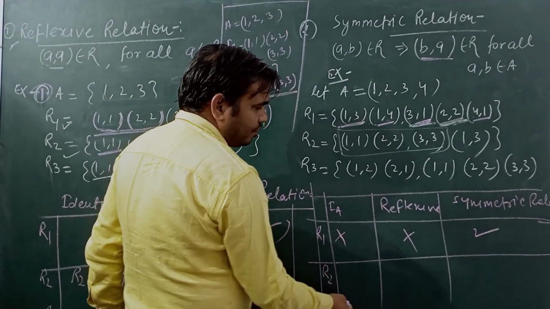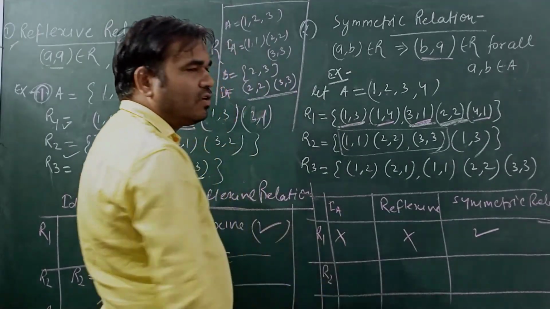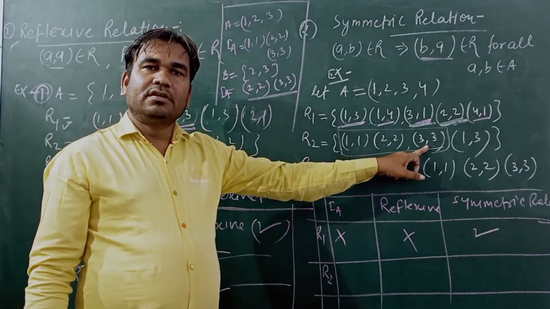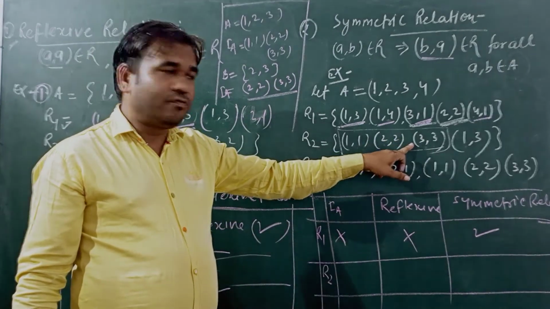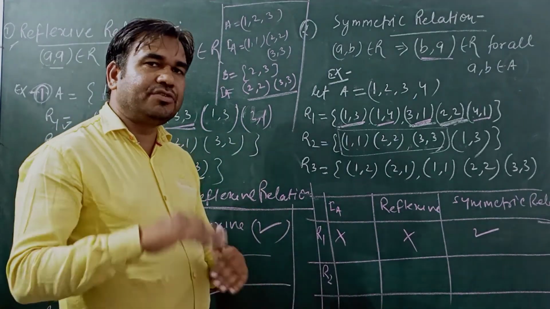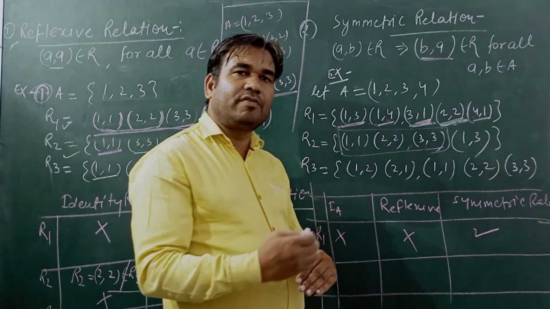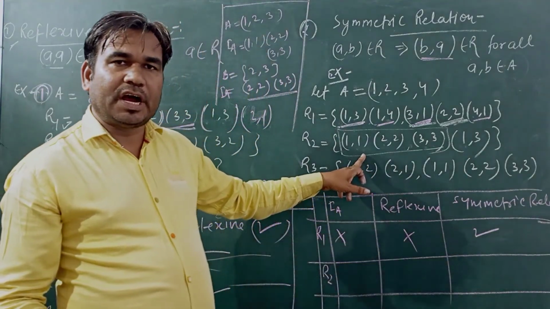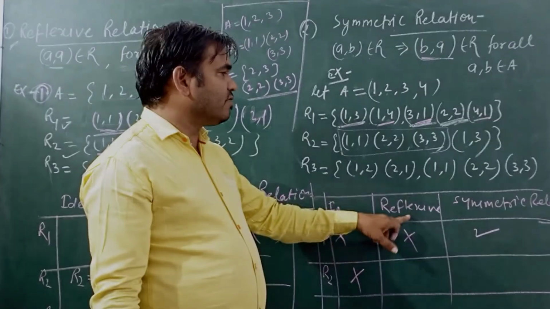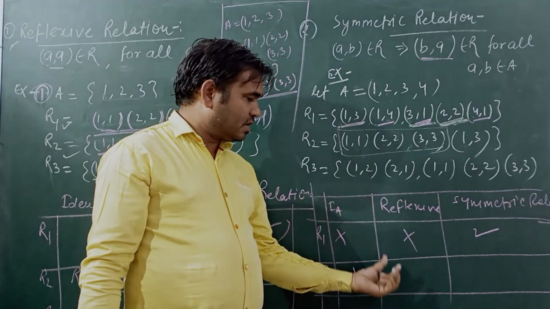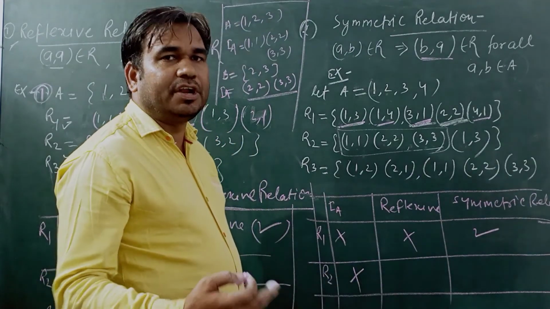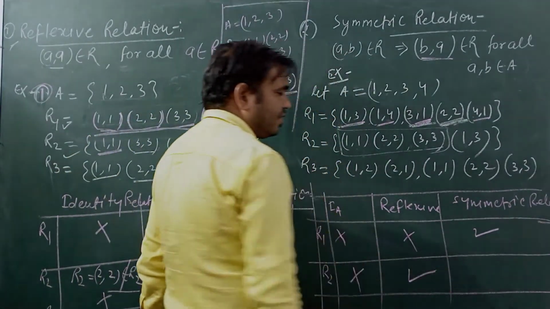Now we take R2. For R2 we find (1,1), (2,2), (3,3). All these conditions are here, but (1,3) is extra. Identity relation means no less or no more elements. So this is not identity relation. In reflexive relation all the diagonal pairs come, and after that other elements can increase or decrease. So this is reflexive.